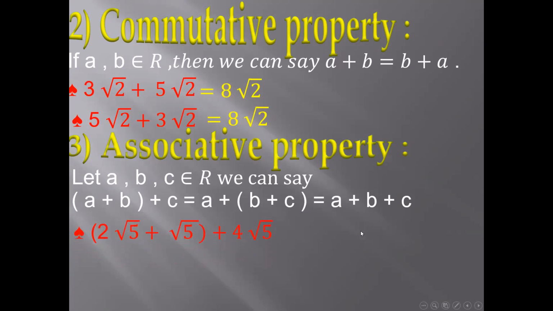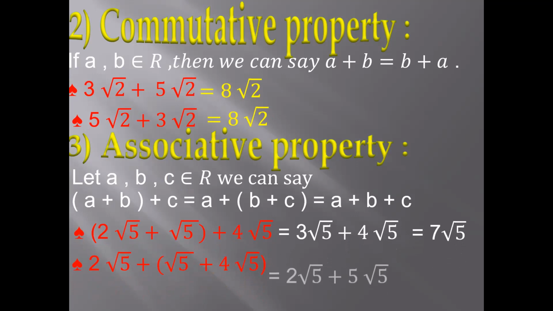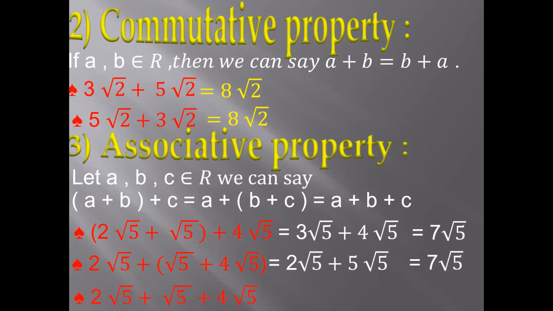Here, root 5 plus 2 root 5 plus 4 root 5. It will be 3 root 5 plus 4 root 5 equals 7 root 5. If I take 2 root 5 with 4 root 5 in brackets, they will be the same answer. So it will be 2 root 5 plus 5 root 5, which is 7 root 5. They are the same.